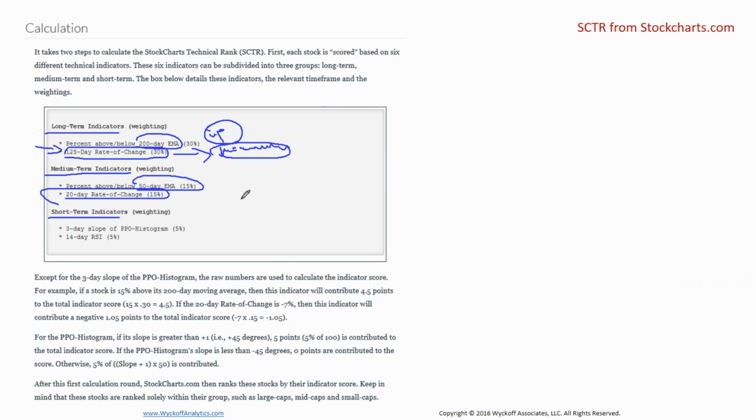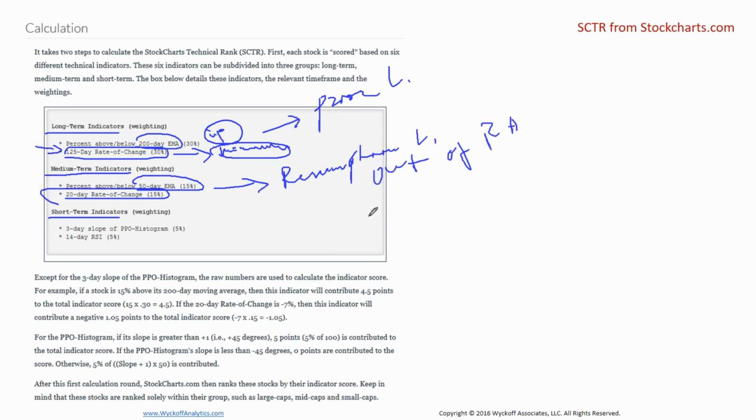So we want to come in and establish a prior leadership and then establish a resumption of this leadership out of reaccumulation. And then more on the short-term basis, this is all about points of entry. This is identifying that entry bar, so to say. And I encourage you to go to StockCharts and go to the ChartSchool pages and look at the definition of the Scooters.